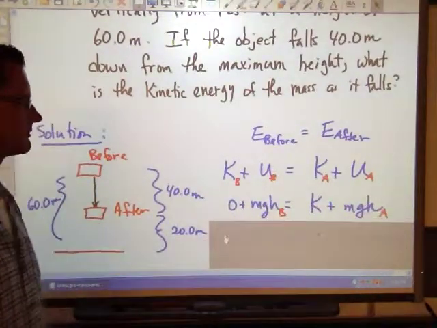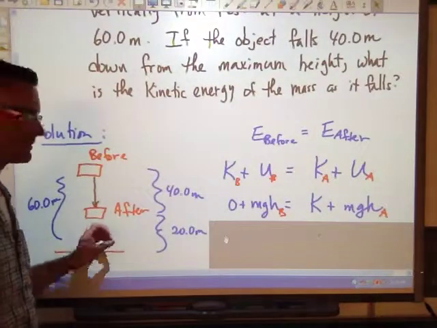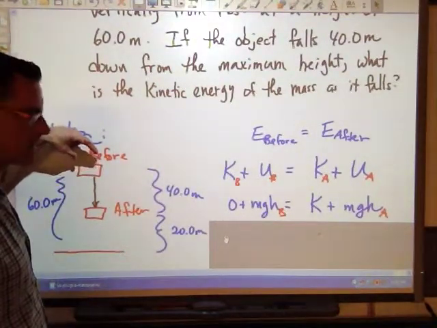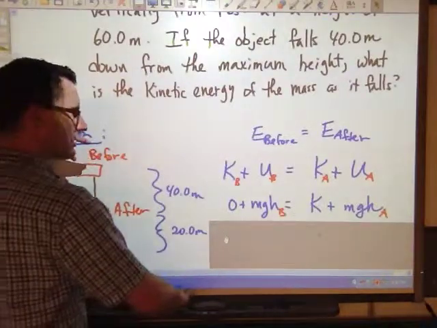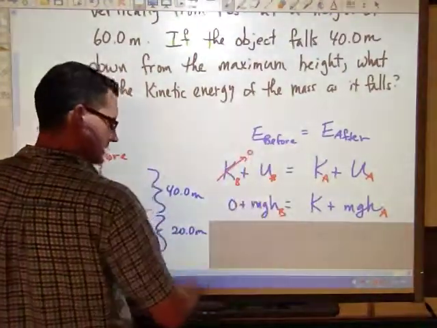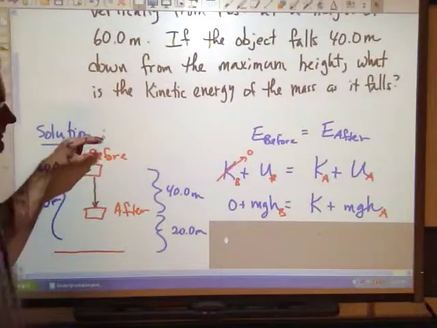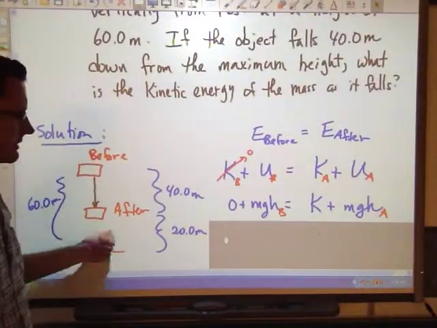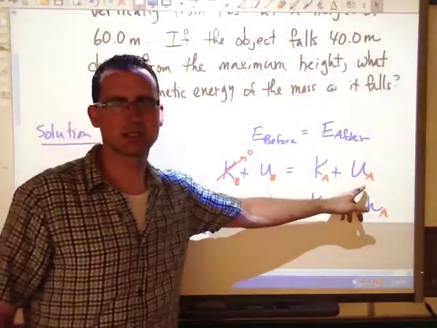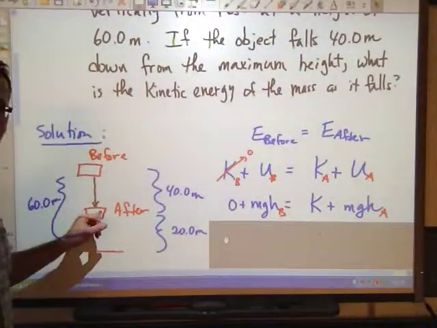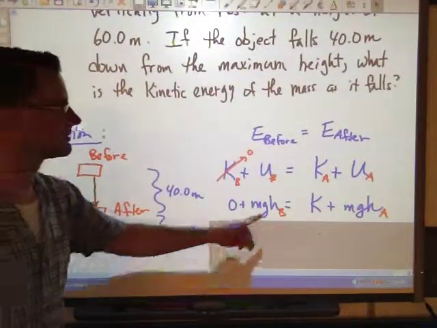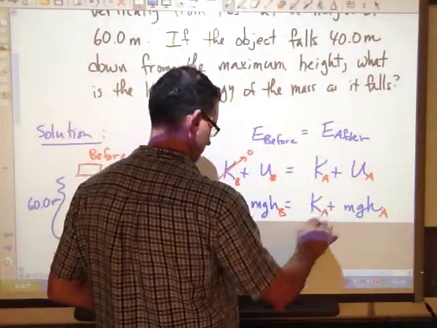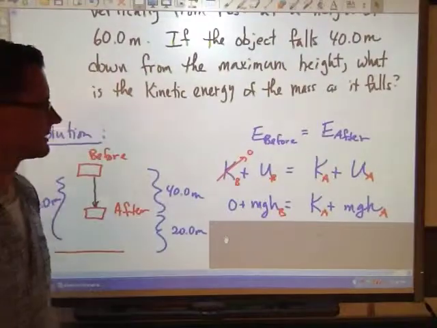And of course, you should realize from those other examples that having the object here, this is the before, it's hanging here, it's not moving, so this part here is 0. It's not moving. Okay? When it falls 40 meters, it's off the ground, so it's going to have potential. And chances are it's also moving at that point, so it has kinetic energy as well. So there's this scenario here.